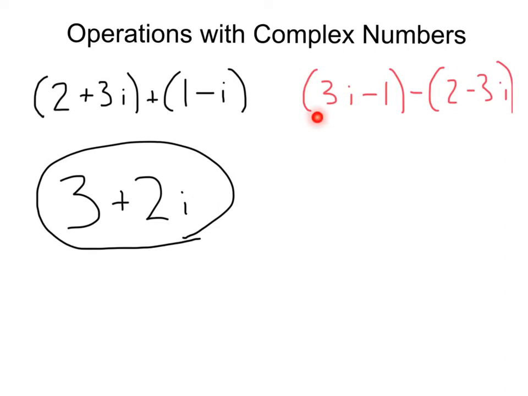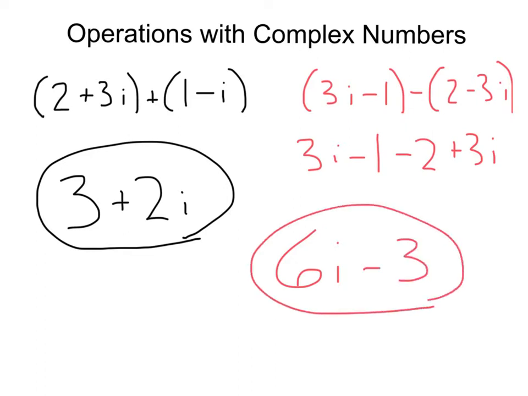Let's look at the next one. 3i minus 1 minus 2 minus 3i. Now remember, this minus has to distribute across the parentheses. So this is going to change to 3i minus 1 minus 2 and minus negative 3i is going to change to a positive 3i. And now we can combine our like terms. So we've got 3i plus 3i. That gives us 6i. And then we've got negative 1 minus 2. So we get 6i minus 3.